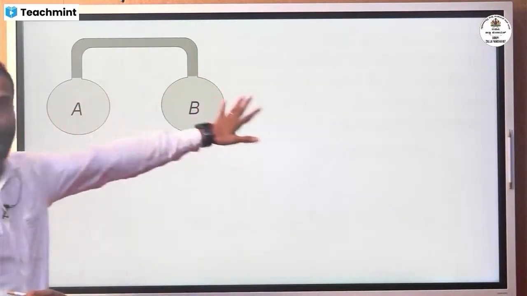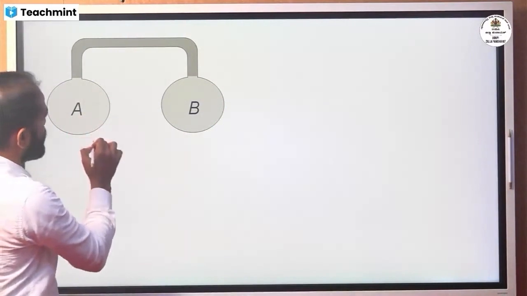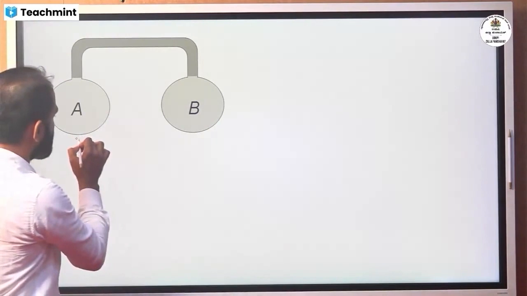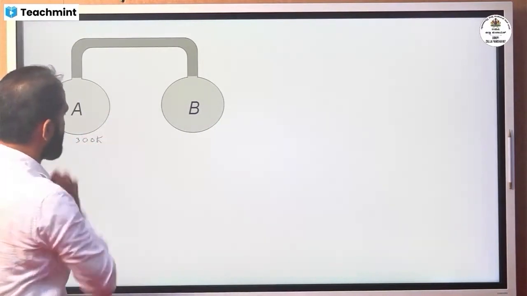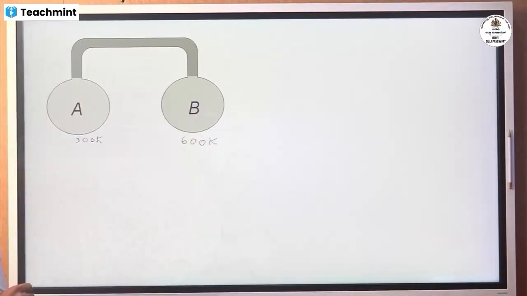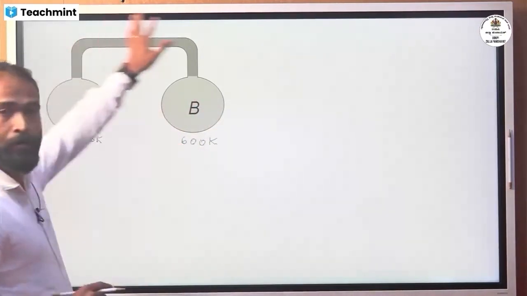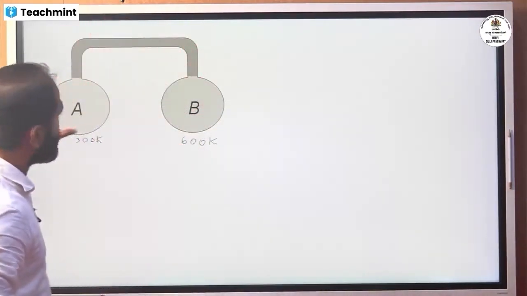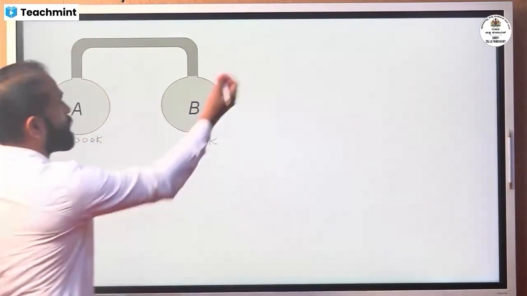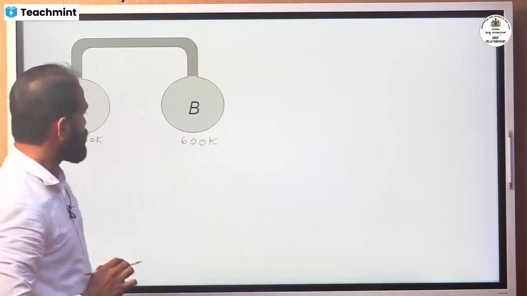Now let's look at this diagram once again. There are two vessels. Initially both are at 300 Kelvin. Finally, after some time, this one is kept at 300 Kelvin and the second one is kept at 600 Kelvin. The two vessels are connected using a pipe, but everything is sealed. So there is no escaping of gas molecules outside the system, and no gas enters into the system. That means the total number of molecules present inside is constant.